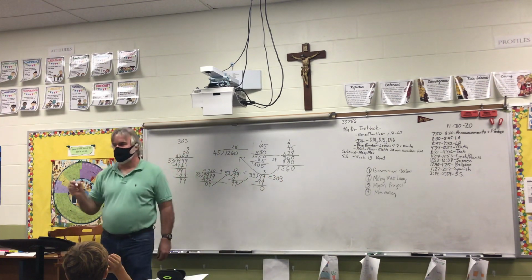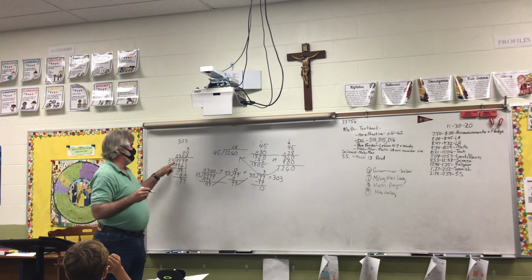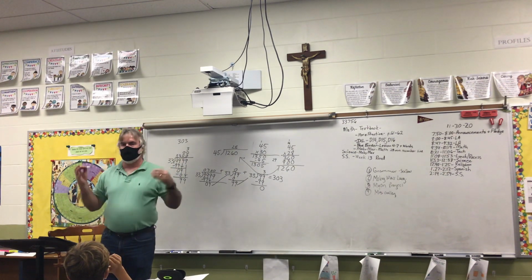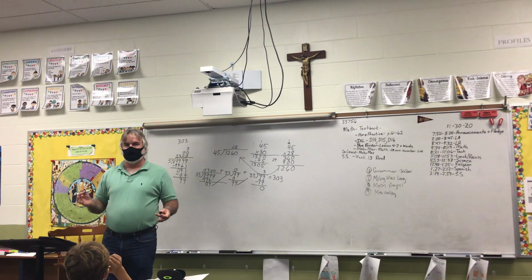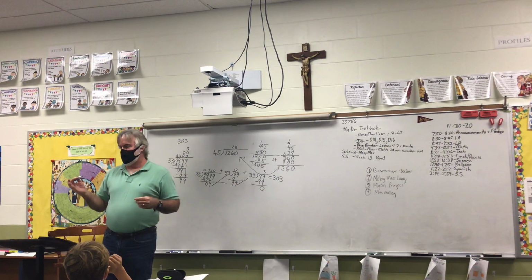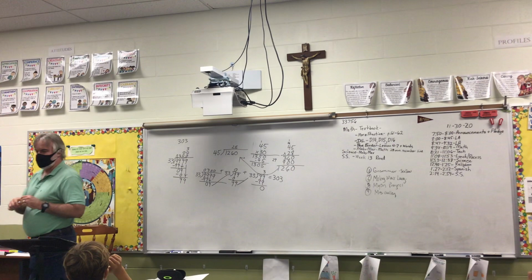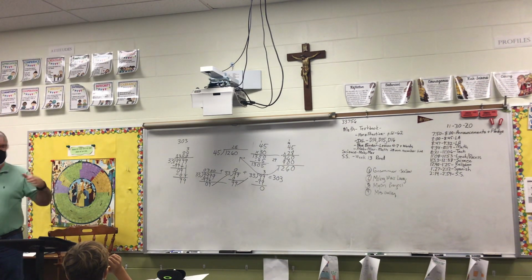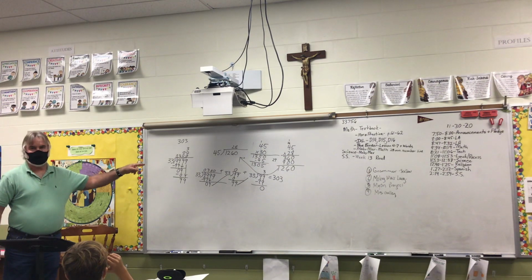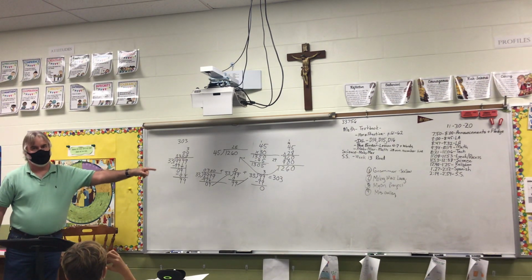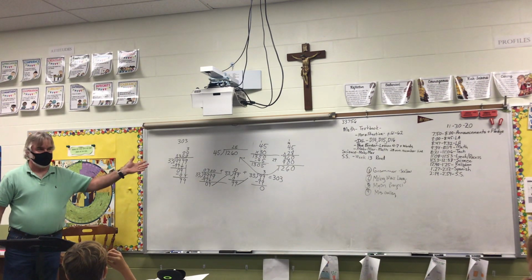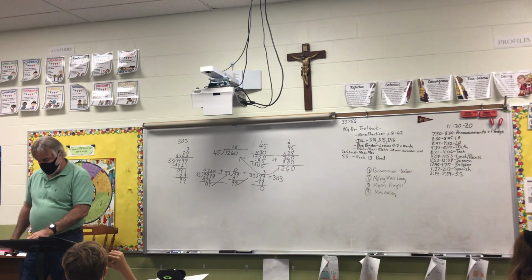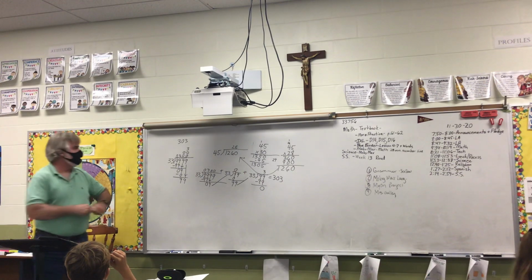I had kids in the other class that were looking at this going, oh, it goes in 3 times there, it goes in 3 times there, it's 33. But that's where it's simple to make that mistake, that it doesn't go into 9, which is in the tens column. It goes into 99, which is the tens and the ones.